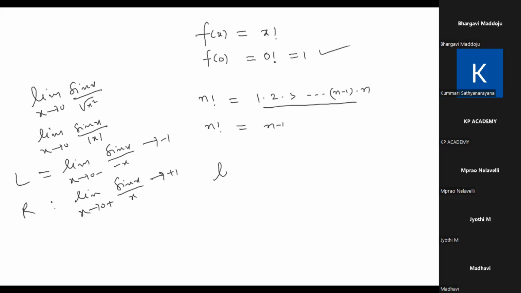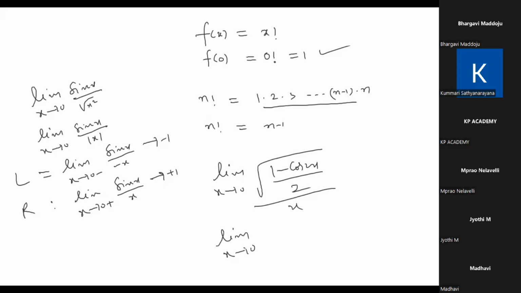In the same way, limit x tends to 0 of root of 1 minus cos 2x by x. This is also the same case. The 2 cancels, under root we get sin square x by x, which is mod sin x by x. Again mod sin x: for 0 plus it is plus 1, and for 0 minus it is minus 1. So you act according to the question.